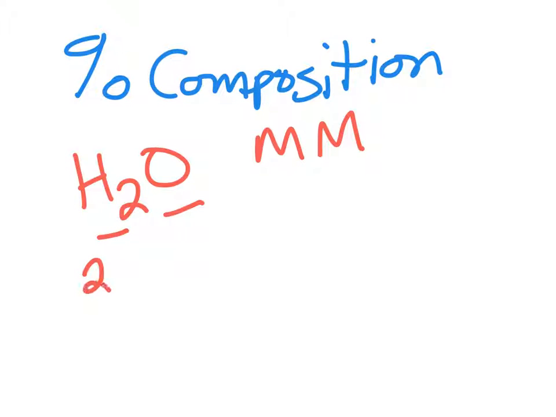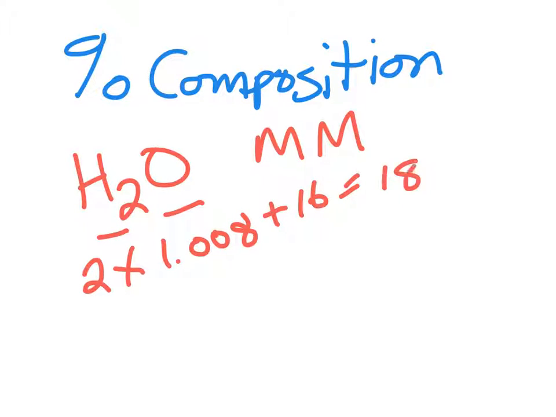So we have two hydrogens, so it'll be 2 times 1.008 plus 1 oxygen, which is 16, and that adds up to about 18.02 grams. So that's our total mass. We want to find the mass percent of hydrogen. So we would take the total. The total always goes on the bottom.